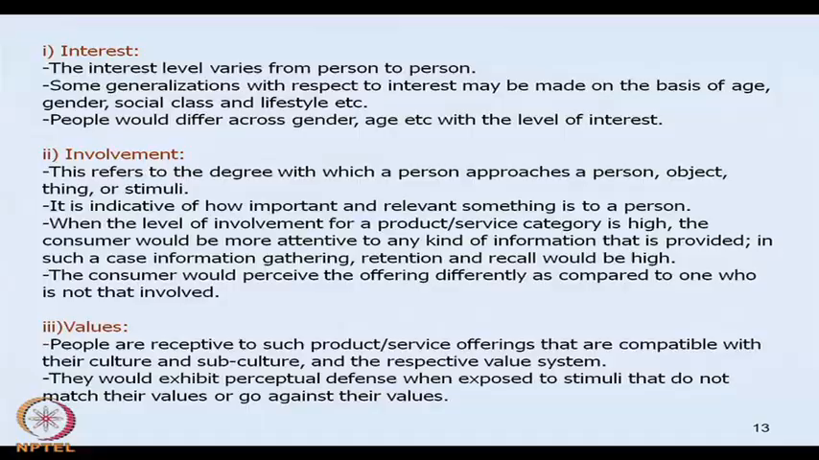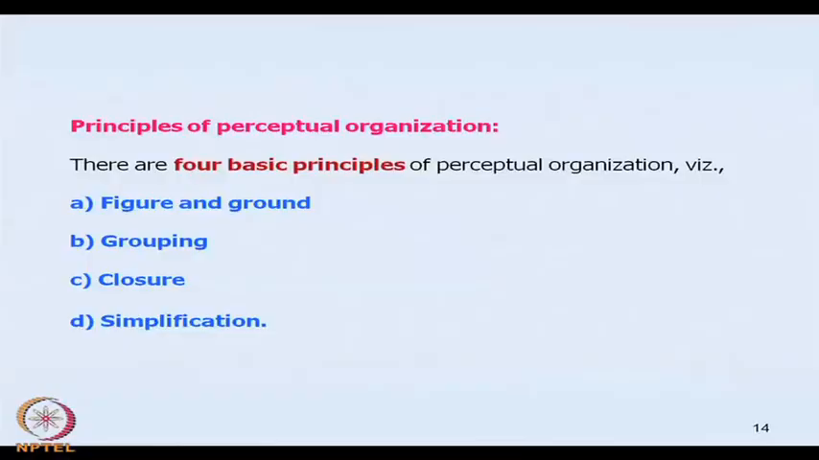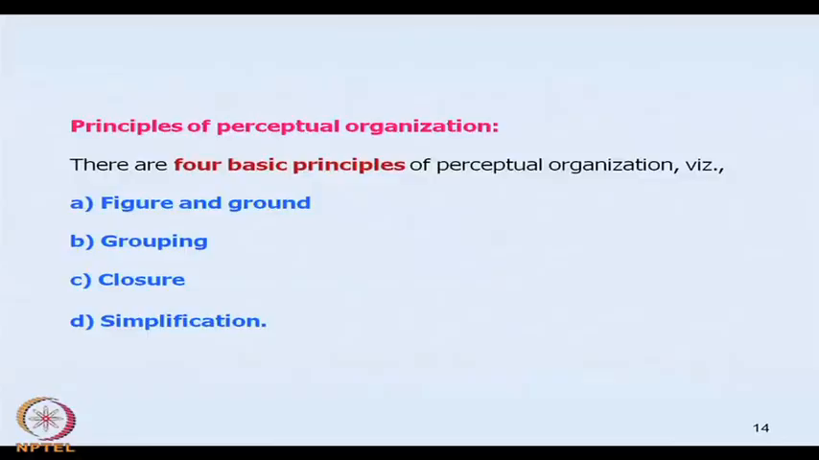Now, we will move further to discuss some basic principles of perceptual organization. Talking about the basic principles of perceptual organization, we have four of these principles which we will talk of: figure and ground, grouping, closure, and simplification. So, we will start with figure and ground.